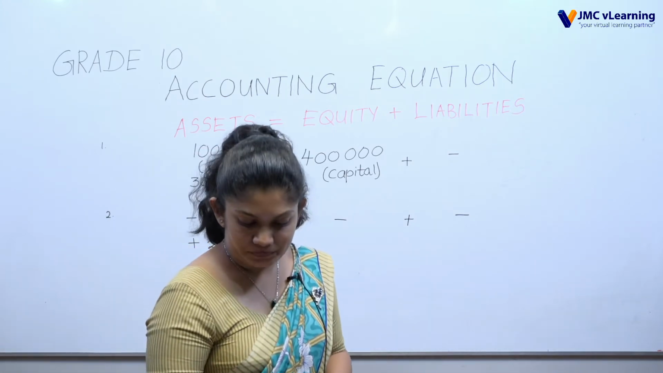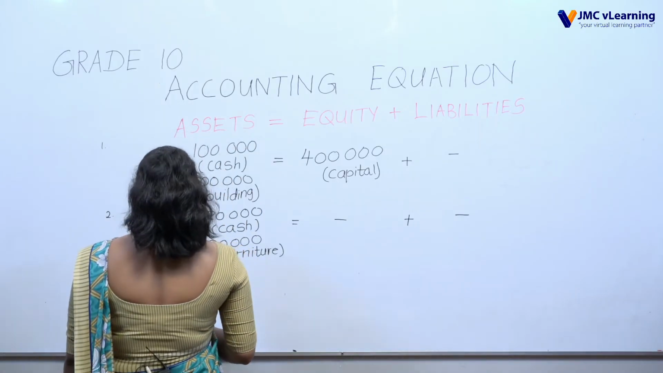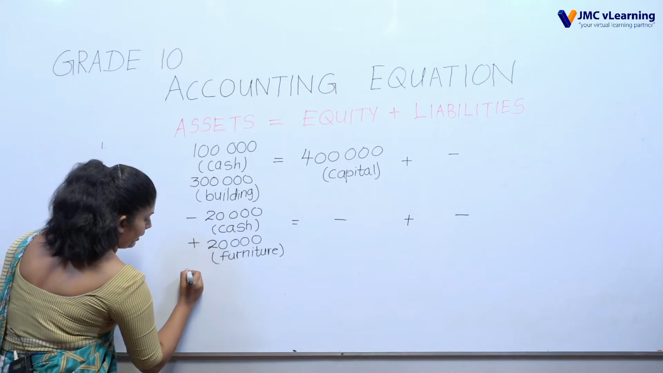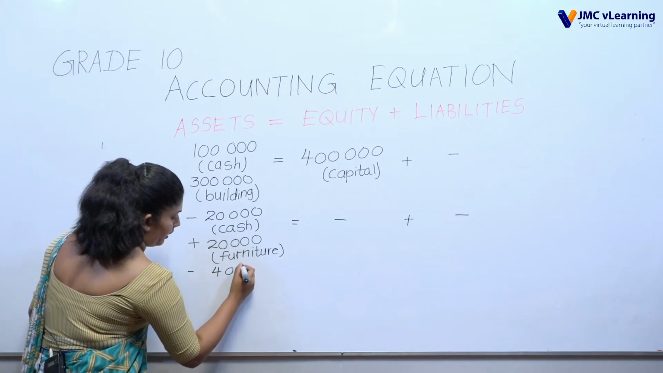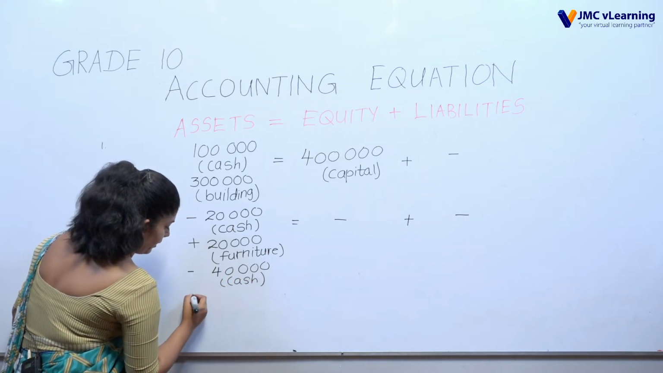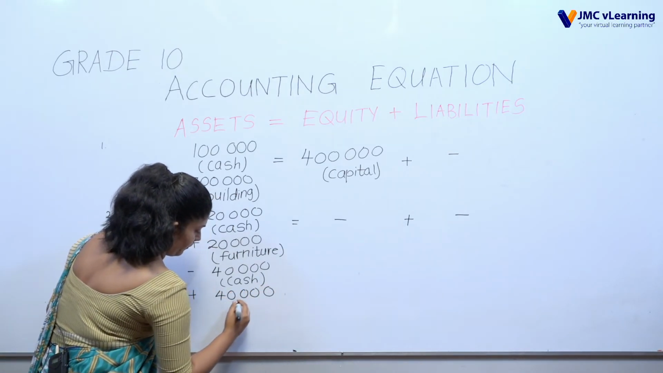Third transaction, purchased stationery worth 40,000. Now here Amali's business is a stationery business. Therefore, this 40,000 worth stationery is her inventory. So, to purchase 40,000, we have to again spend money, minus 40,000 cash, but we get another asset, 40,000 inventory.